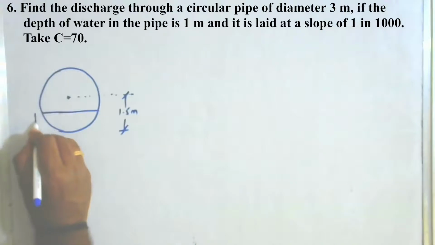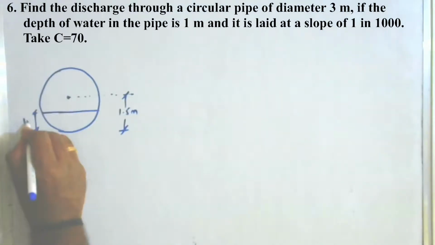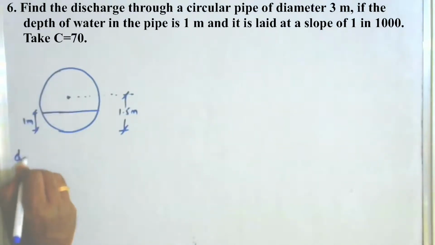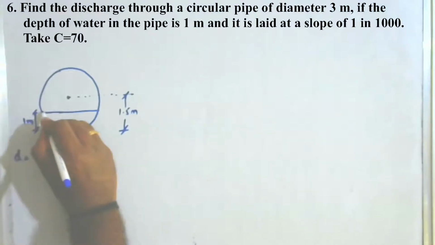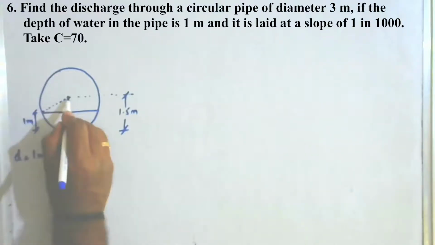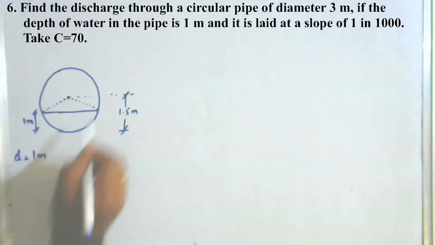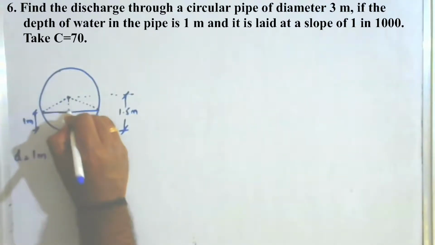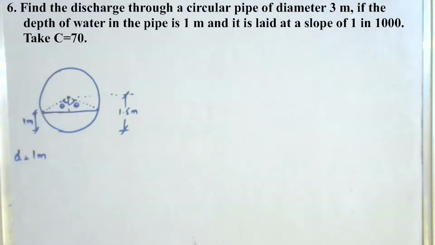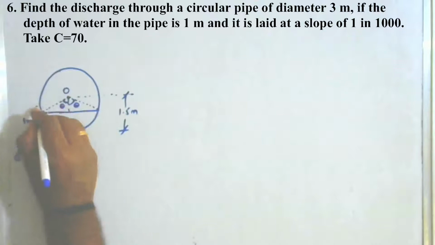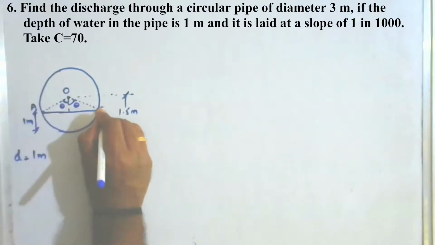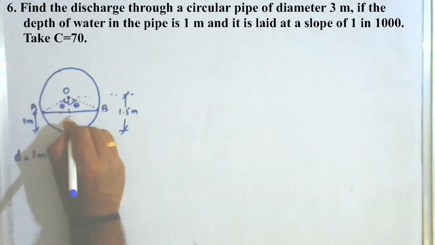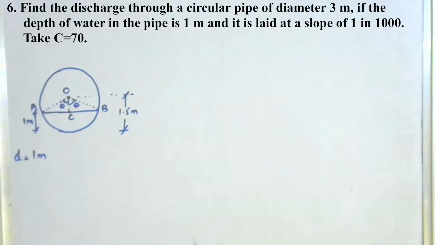This depth I'll take as 1 meter, the depth of flow. D is equal to 1 meter. Now we join these two. Just go through the derivation in the previous video. So this I have taken as theta, this also we have taken as theta only. This is the center O. This is A. This I'll take as P. This I'll take as C.